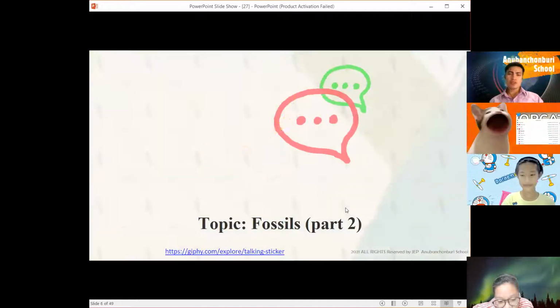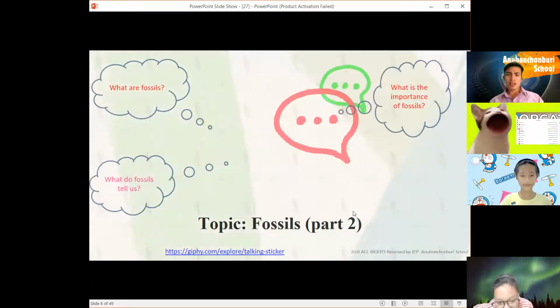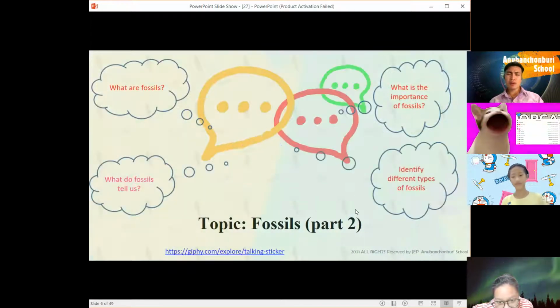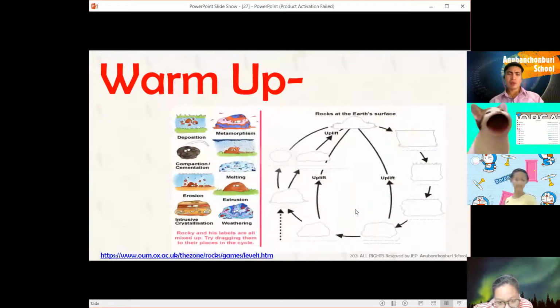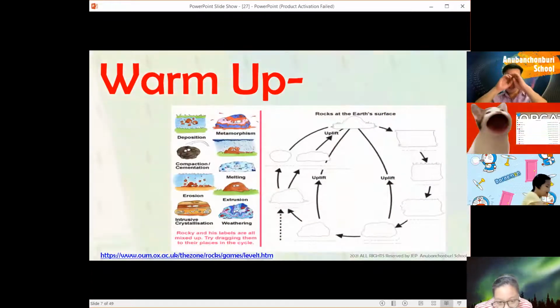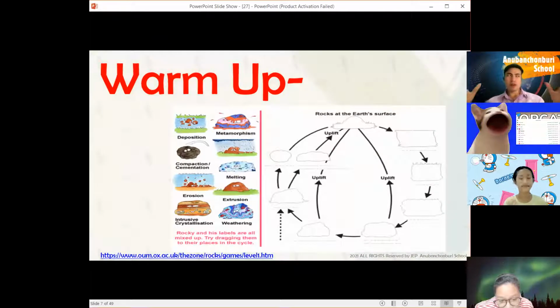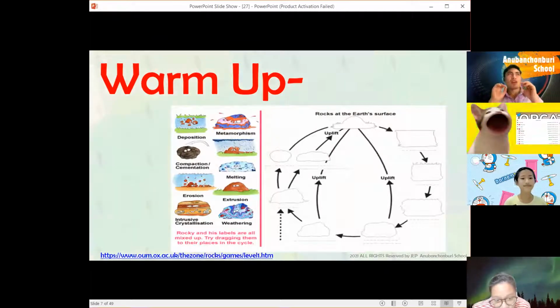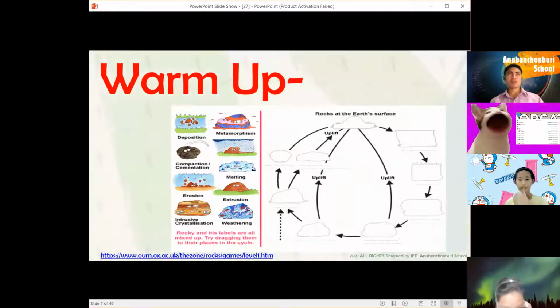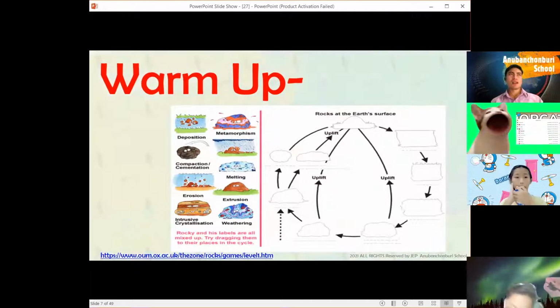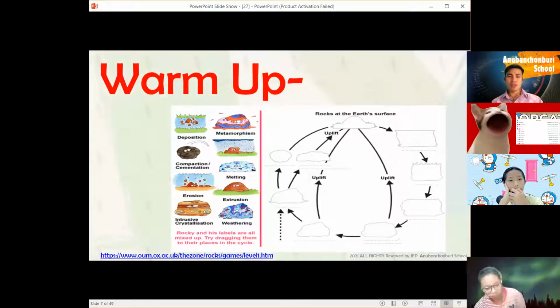Now, for our lesson today, it's all about rocks. This will be our last topic, all about rocks and minerals. It's like a culmination of all the lessons that we've learned.